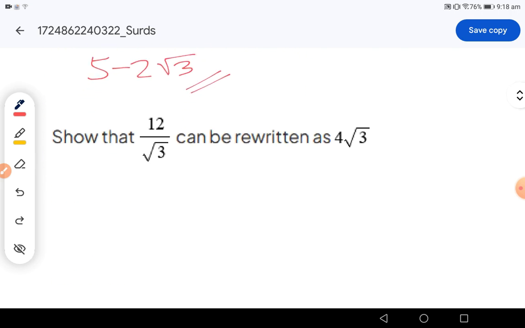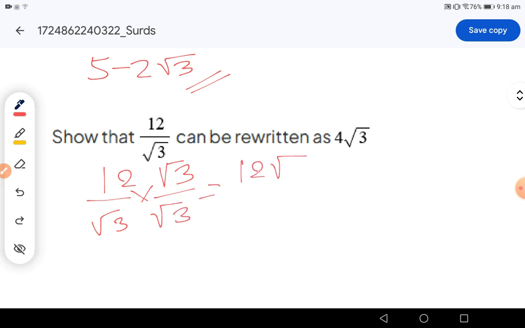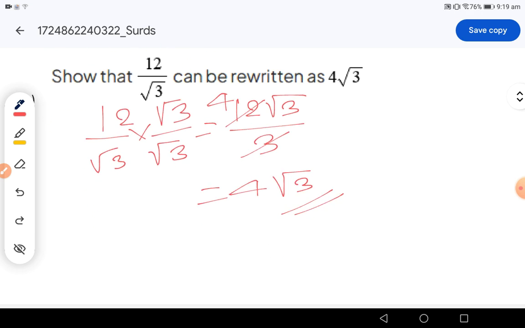Question 11. Show that 12 by root 3 can be rewritten as 4 root 3. So 12 by root 3 multiply by root 3 and root 3. So here we'll get 12 root 3 by 3. 3 times 4, 12 is 4 root 3. It's proved.